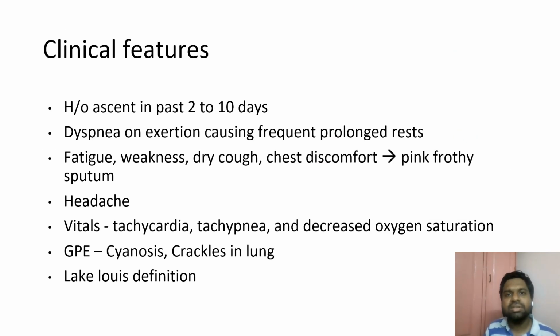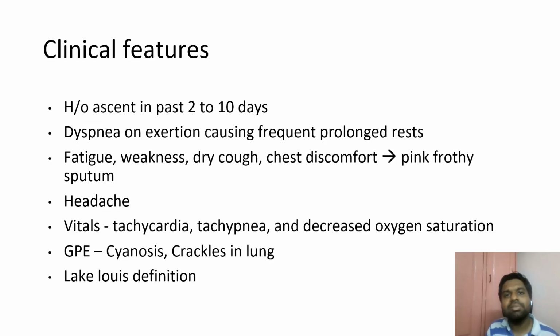Clinical features: usually the presentation of the person will be within 2 to 10 days of the ascent to the greater altitude, and most of the time it can occur by the fifth day. And the initial presentation is exertional dyspnea. It will make the person take prolonged rest as well as frequent rest compared to his peers. And the person can also have cough, chest discomfort, as well as generalized weakness and fatigue. If it is severe enough, it could also cause pink frothy sputum. The person can have headache, nausea, vomiting. And when vitals are checked, there can be tachypnea, tachycardia, and decreased oxygen saturation; the SpO2 is going to be low.